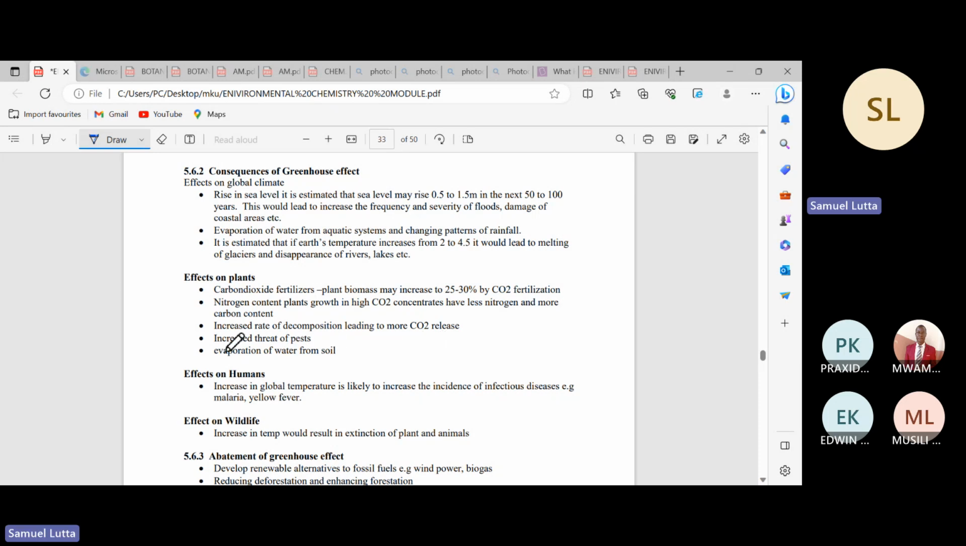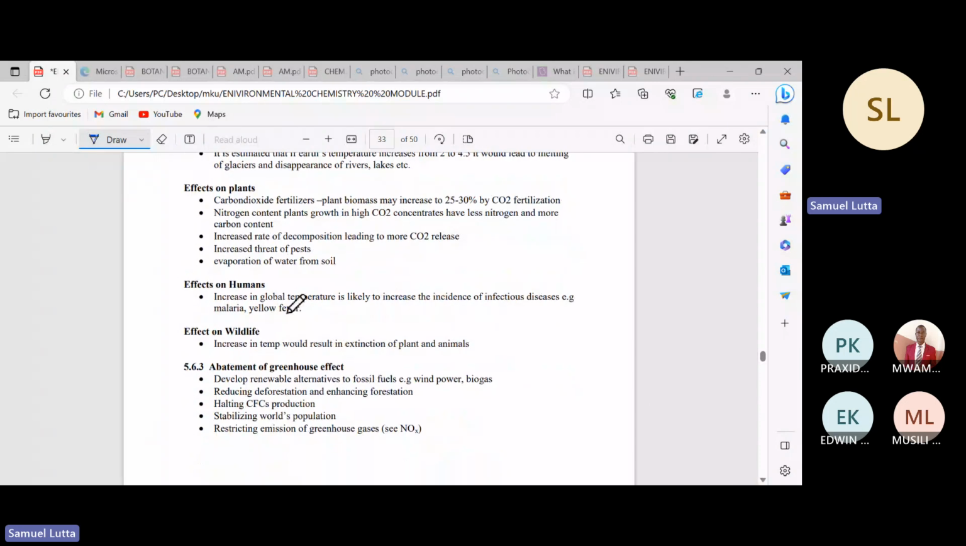It's also an increased threat of pests when temperature is high. We will have more of these pests, and they are likely to affect the plants. And then we have also evaporation of water from the soil, and this can also affect the development of the plant.